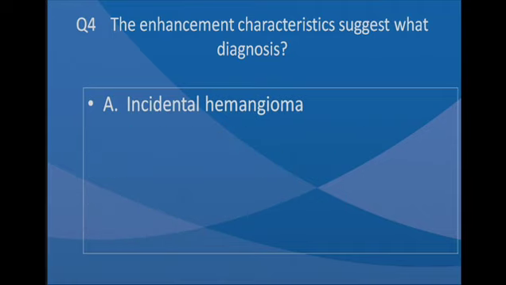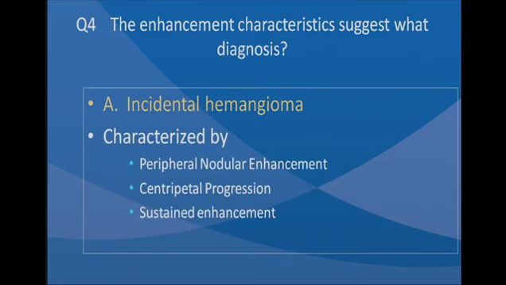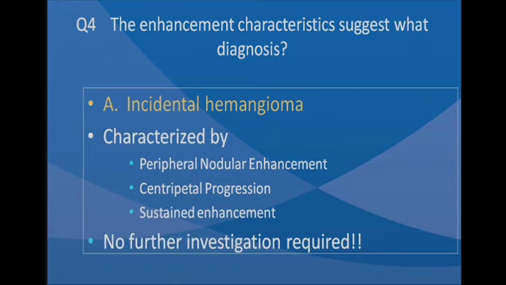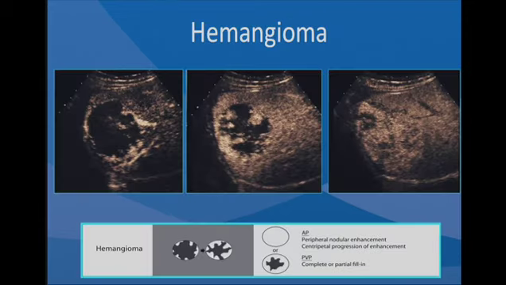And so here, I'm sure you've got this answer, incidental hemangioma. And this is, of course, characterized by peripheral nodules of enhancement with centripetal progression and sustained enhancement. And it doesn't have the linear vessels that we see with the HCC and metastatic lesions. So no further investigation is required for this mass.